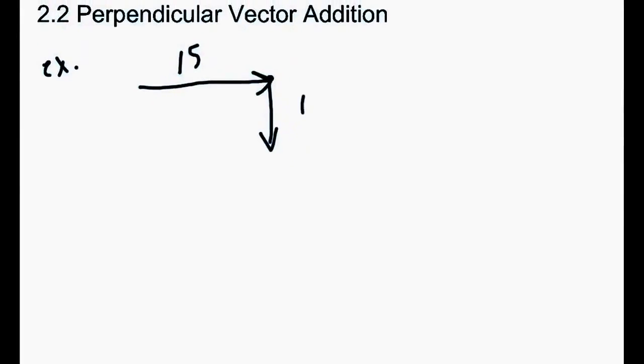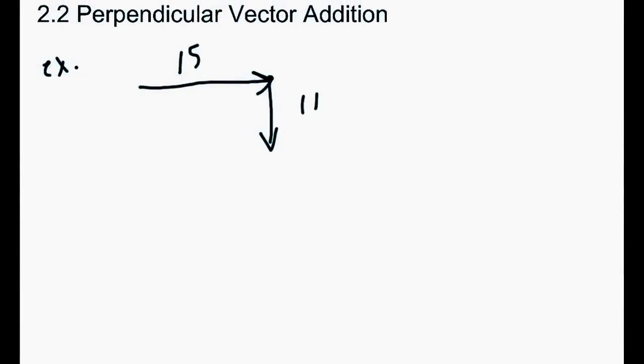So when you're drawing vectors, draw your first one and put the arrowhead so you know which direction it's going. So this one's going east. Then you start your second one from where that one ended, and go south. So in this case, we'd have 15 east and then 11 south.